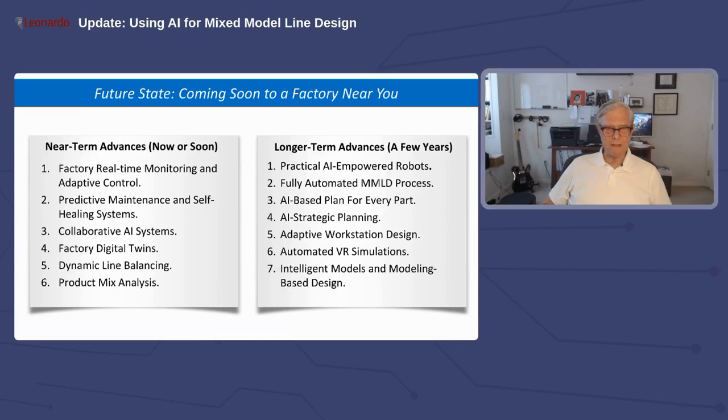What else do we have here? 5, adaptive workstation design. This is already happening to a certain extent with retrocausal.ai. One of their tools is called Kaizen Copilot. And Kaizen Copilot will actually look at a workstation and do some analysis from the point of view of ergonomics, the placement of materials, to reduce reach based on usage of those materials, and a host of other items.